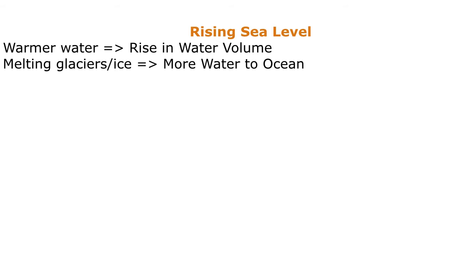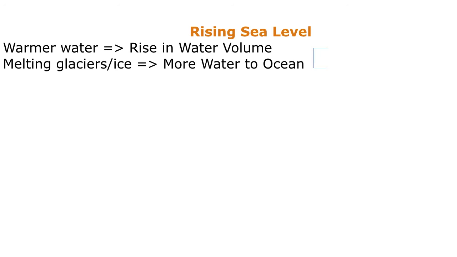Rising sea level. As water gets warmer, it takes up more space. Each drop of water can only expand by a little bit, but when you multiply the expansion over the entire depth of the ocean, it all adds up and causes sea level to rise. Sea level is also rising because of melting glaciers and ice sheets, which are also adding more water to the ocean.